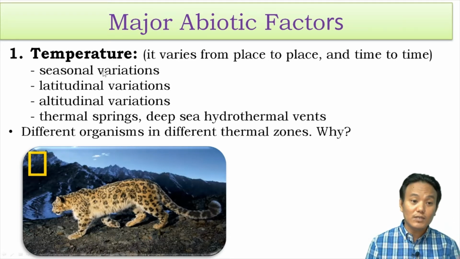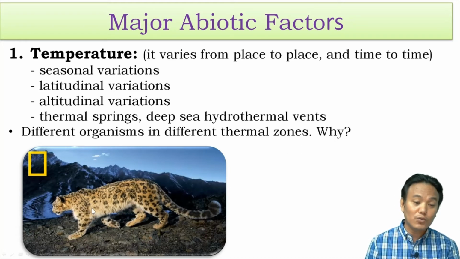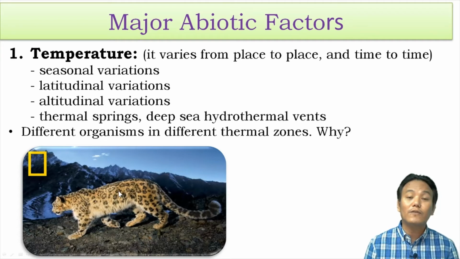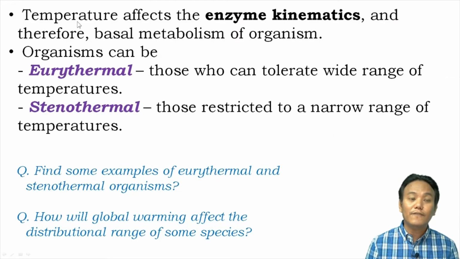So these variations in temperature create different thermal zones, and in these thermal zones, we find different organisms. Now the question is, why are there different organisms found in different thermal zones? For example, why is snow leopard found in high altitude areas where the temperature is low? Why is snow leopard not found in hot tropical jungles in the plain? The answer lies in the effect of temperature on the enzyme kinetics of the organism, and therefore the basal metabolism of the organism.